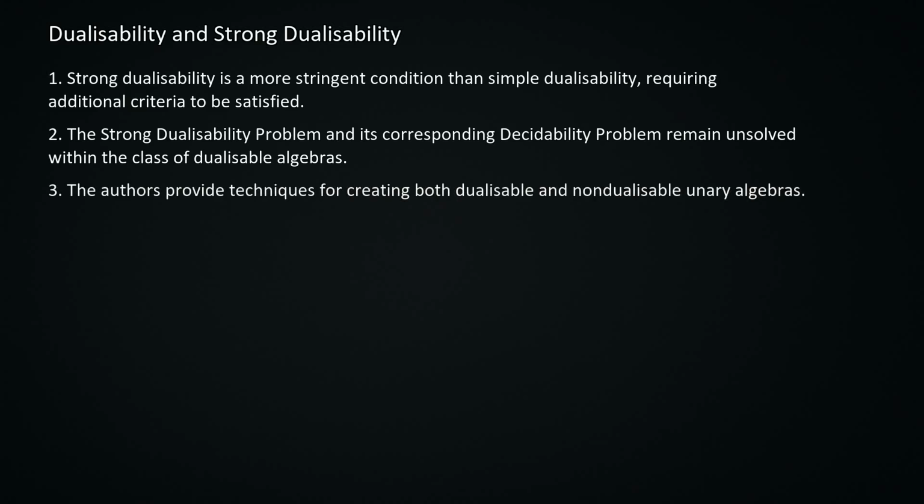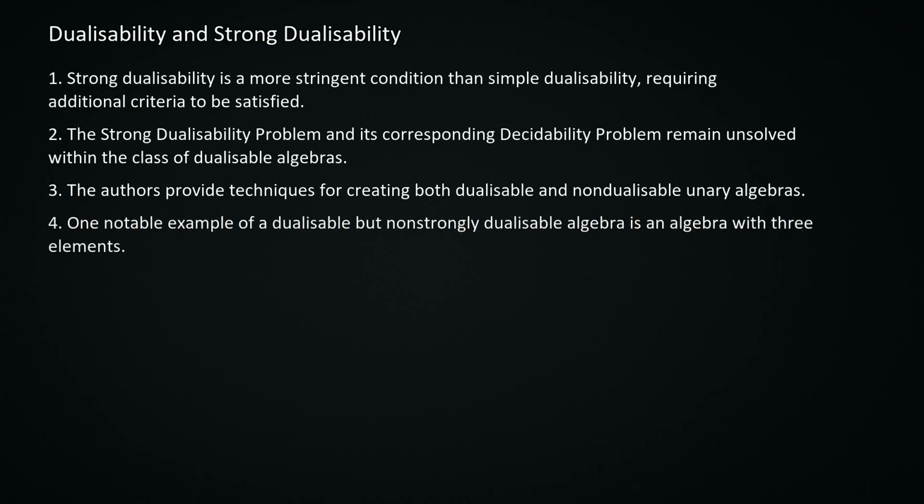The authors provide numerous examples and techniques for creating both dualizable and non-dualizable Unary algebras. One notable example is the construction of an algebra with three elements that is dualizable, but not strongly dualizable, as demonstrated by Heinemann and Willard. This discovery underscores the potential for finding pathological examples in duality theory.